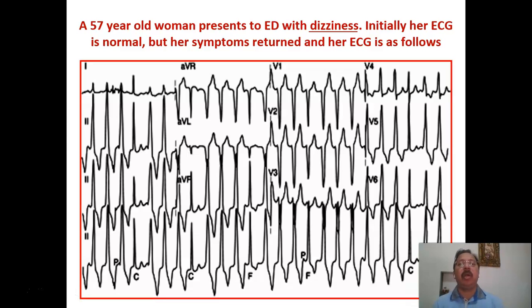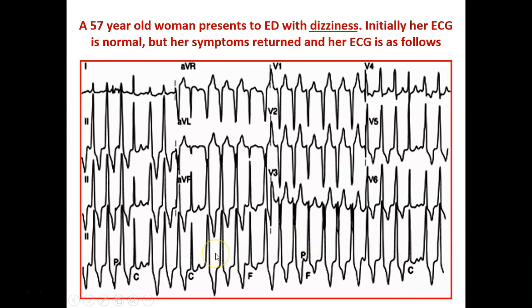It's a 57-year-old woman who presents to the emergency department with dizziness. Initially, her ECG is normal, but her symptoms return and her ECG is as follows. So this is the ECG of this symptomatic patient. If you see this bottom rhythm strip, this is a wide complex tachycardia, but in between there are a few labeled letters. This P stands for the P wave, C stands for the capture beat, and F stands for the fusion beats.